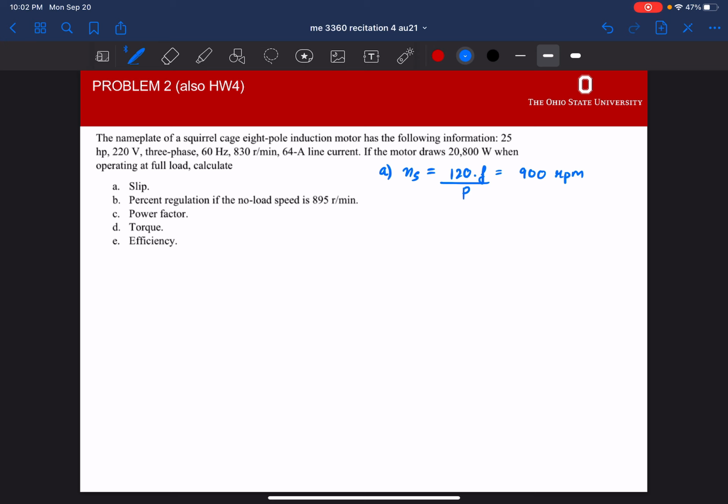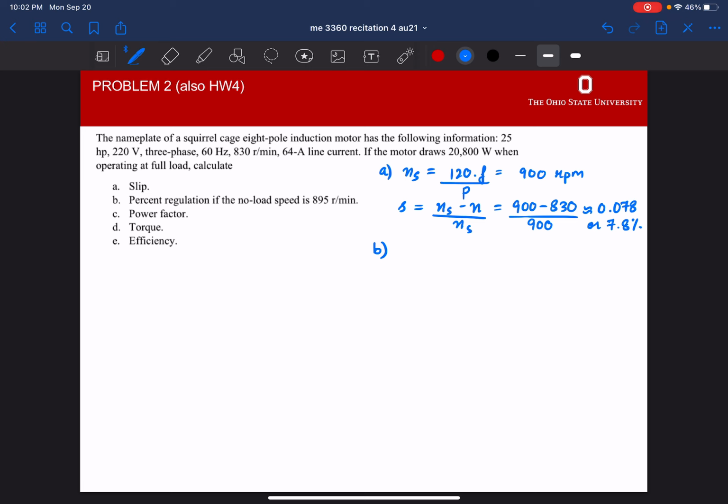And now to calculate slip, S is given by the speed of the magnetic field minus the speed of the rotor divided by the speed of the magnetic field. So you have 900 minus 830 divided by 900, and this will give you around 0.078 or 7.8%. Moving on to part B now.